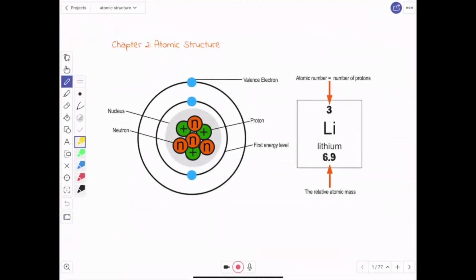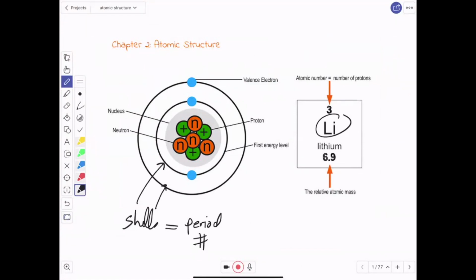So first of all, you could see here that's like an atom, all right? How do you identify an atom? Usually, the number of shells. So here I have like 2 shells of electrons. This stands for the period number. So in the periodic table, this element, lithium, must be in the 2nd period.